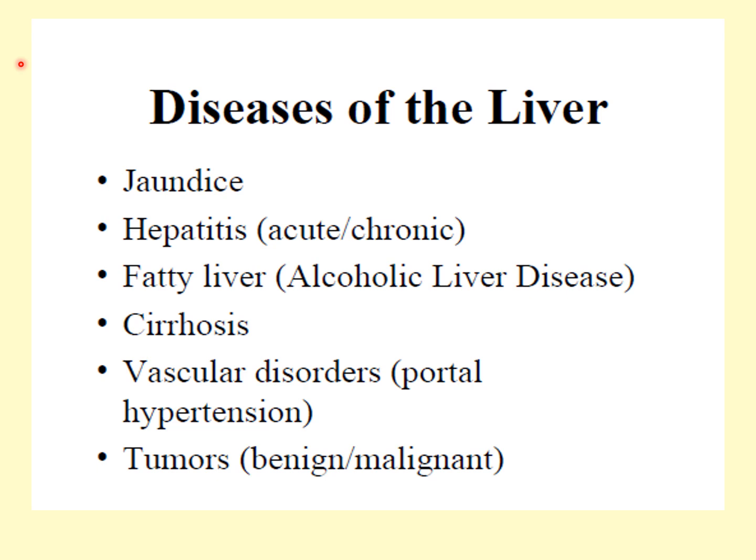Now the diseases related to the liver. Till now we have studied just the anatomy and physiology. The disease part, the pathology part of the liver, we will start here. So in the following lectures, what all pathologies can occur. Jaundice is actually a symptom, all of you know jaundice. Then we will read hepatitis, acute and chronic, fatty liver, cirrhosis, vascular disorders, and tumors. So under these headings, we will move on to our following lectures on the diseases of the liver. Okay.